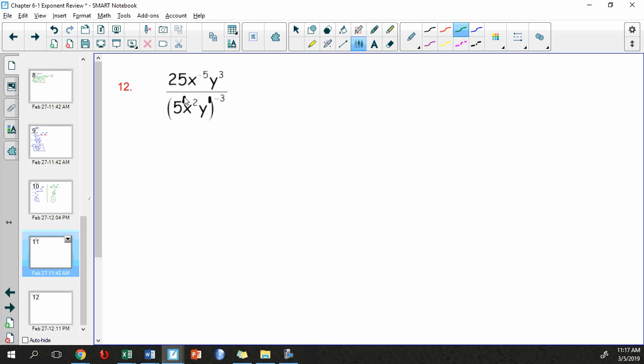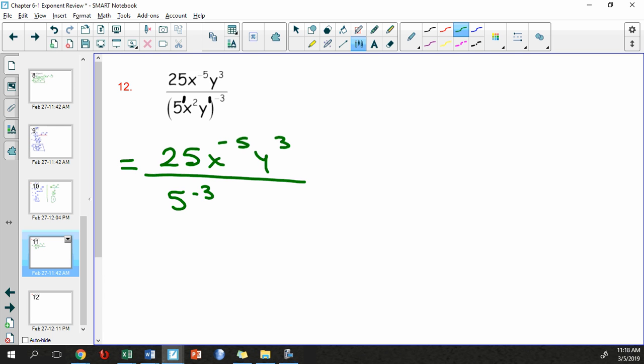Okay, so now I'm going to go ahead and drop down the numerator because I'm not going to change it at this point. There's nothing that I can do to it. But the denominator, I am going to change it. What is that going to turn into? 5 to the negative 3, x to the negative 6, y to the negative 3. Do we all see that?